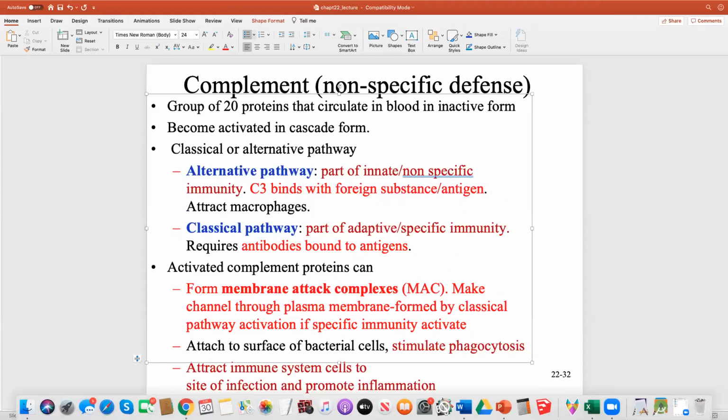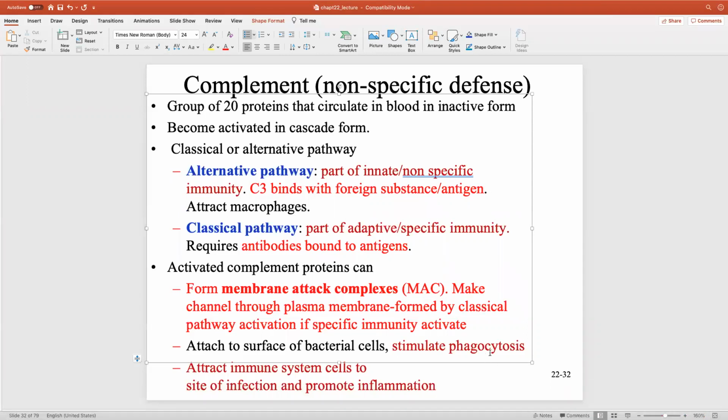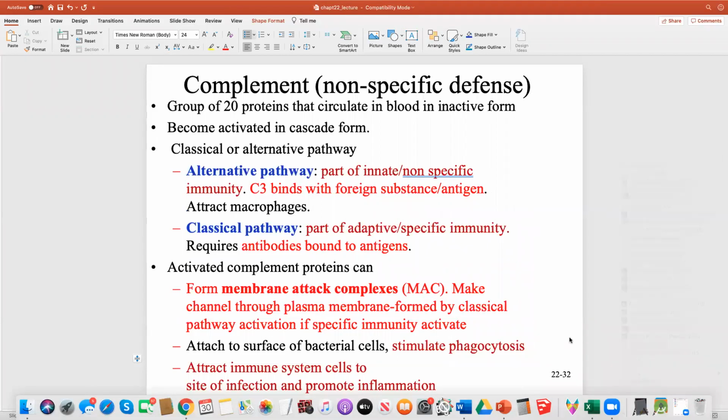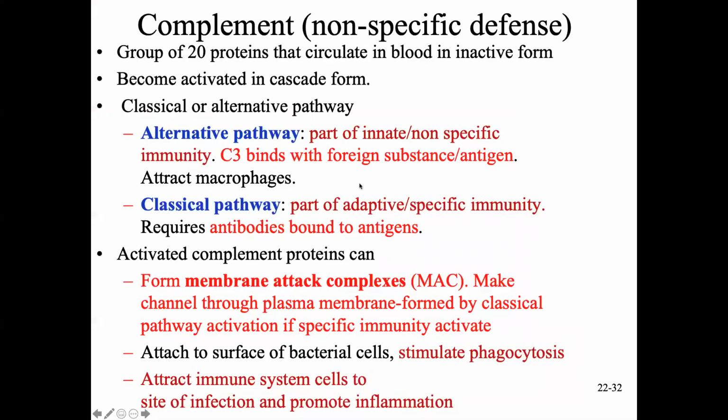That antigen comes into your body, into your circulatory system. And what we are going to see is that in the alternative pathway, one of the proteins in complement, a certain one called C3, starts attaching itself to that foreign antigen. As it attaches itself, it doesn't kill anything. But what it does do is put a flag there, so macrophages are attracted to that area.